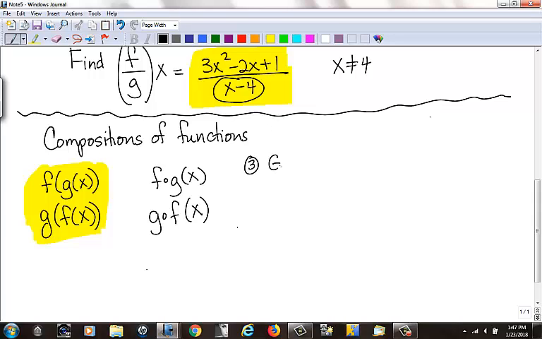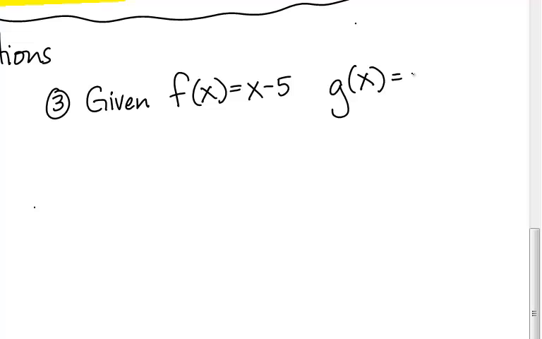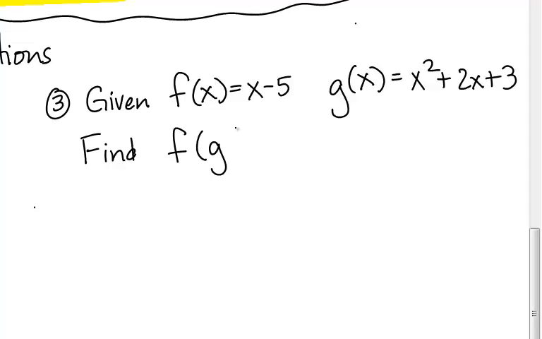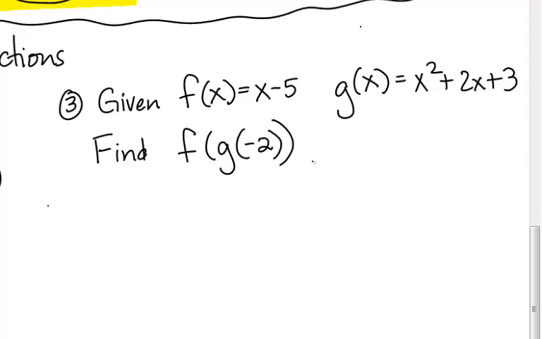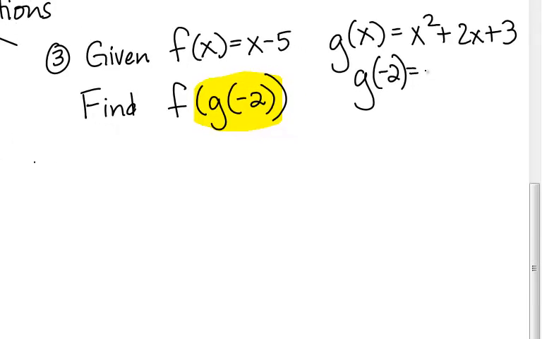So let's say you're given f of x is x minus 5, and g of x is x squared plus 2x plus 3. And let's say on this one they ask you to find f of g of negative 2. Okay. Basically, when I do this, I look at the innermost group first. So basically you find g of -2. Don't even look at the f function. So you just find g of -2. So substitute -2 in to that function.